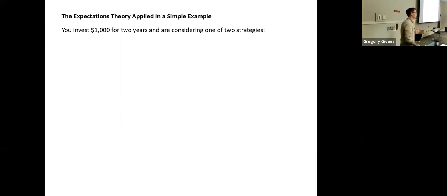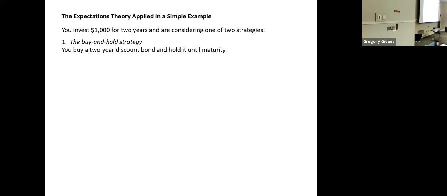Let's suppose, okay, Jameson, I'm going to use you as my example here. Let's suppose that you have $1,000 that you want to invest in the bond market for a period of 2 years. You have two investment strategies that you could choose from. One is what's called the buy and hold strategy.